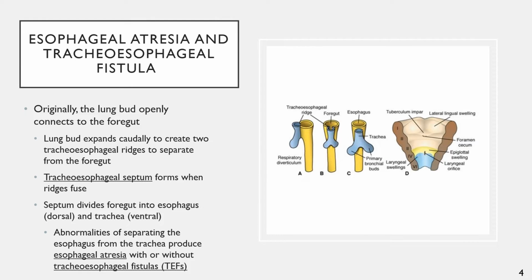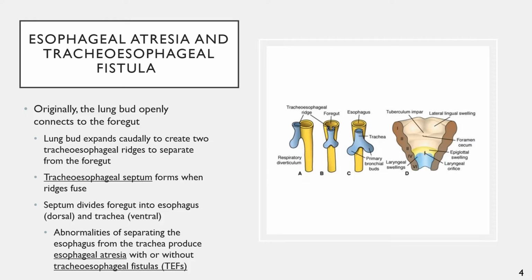So, originally, the lung bud has open communication with the foregut, but eventually the lung bud expands caudally to create 2 tracheoesophageal ridges that will separate it from the foregut, which you can see here in this image. These ridges will then fuse, creating a tracheoesophageal septum, which then divides the foregut into the esophagus dorsally and the trachea ventrally. We see this in this image here with the now independent esophagus and trachea.